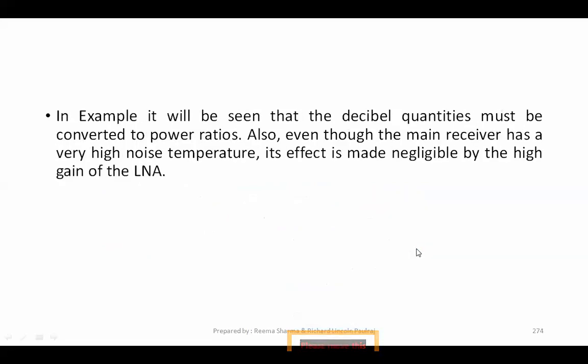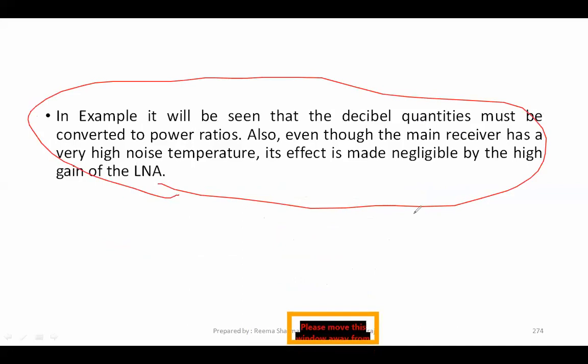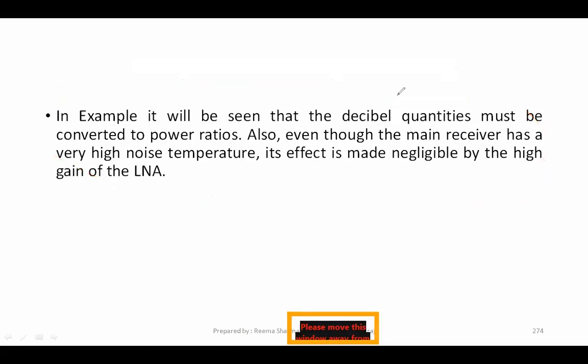In the example, it will be seen that the decibel quantities must be converted. Now this is very important, that's why I have mentioned it here for your understanding. You will have to remember these concepts, because if you do not remember to convert, you might directly put in those values and you will not get the proper values, even though your formula might be right. So decibel quantities must be converted to power ratios, keep this in mind. You'll have to just take it in the form of power.